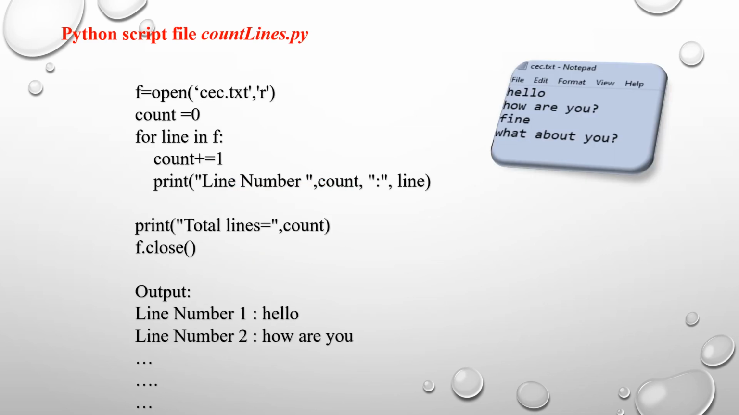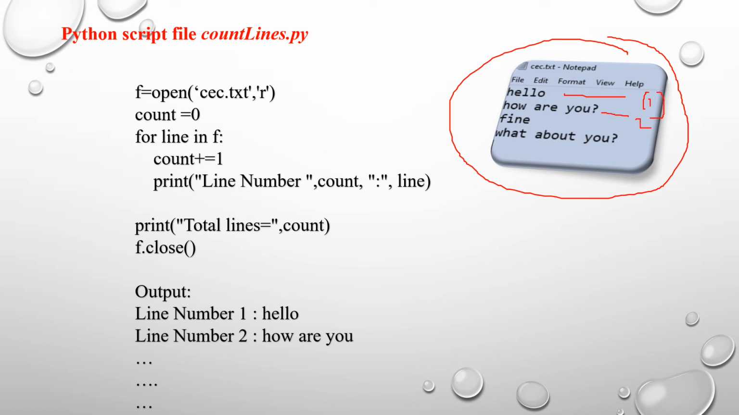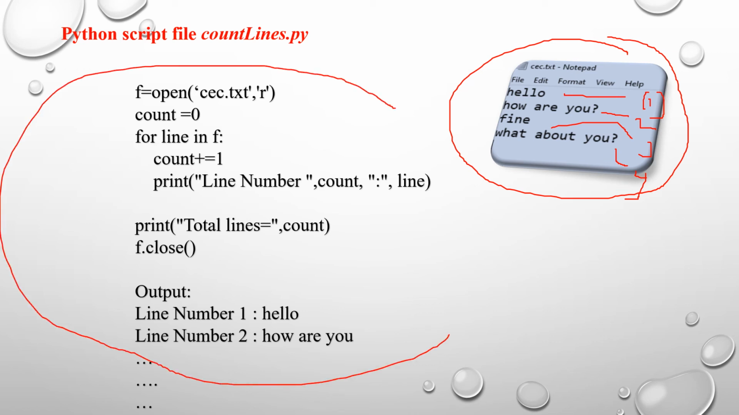So let's consider one example. This Python script counts the lines. For example, this is my file. I name it cec.txt, and the file contents are: hello in the first line, how are you in the second line, fine in the third line, and what about you in the fourth line. This Python script is going to print the file content line by line.